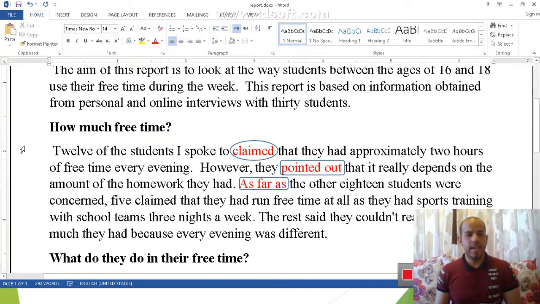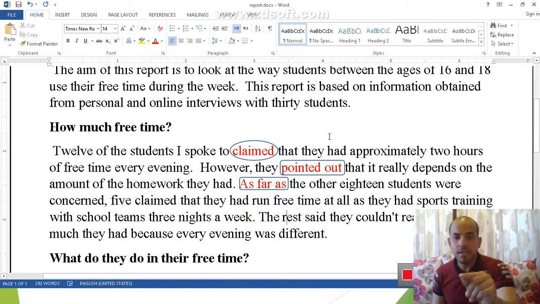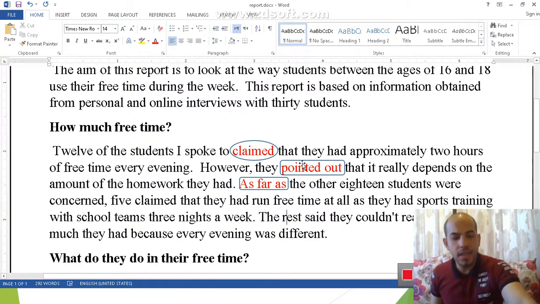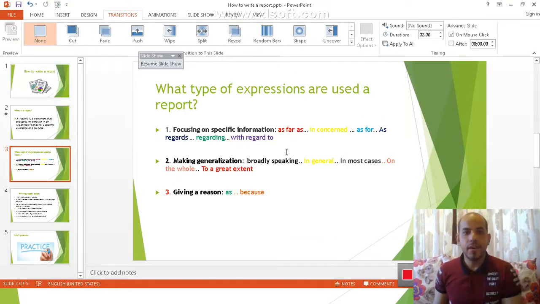This is the question that I wrote here, okay? You can see how much free time. This is the question. Then I have started to analyze the question. You can notice here that I use the verb claimed. And claimed, as you know, is a reported verb. So I use reported verbs. As far as and pointed out, as you learned, as far as is used to focus on a specific information.